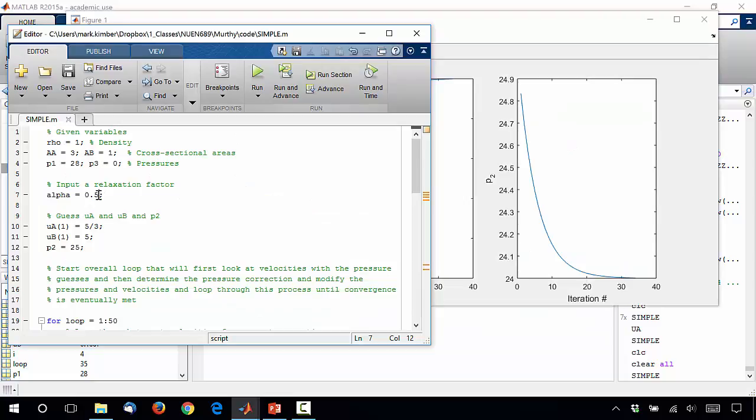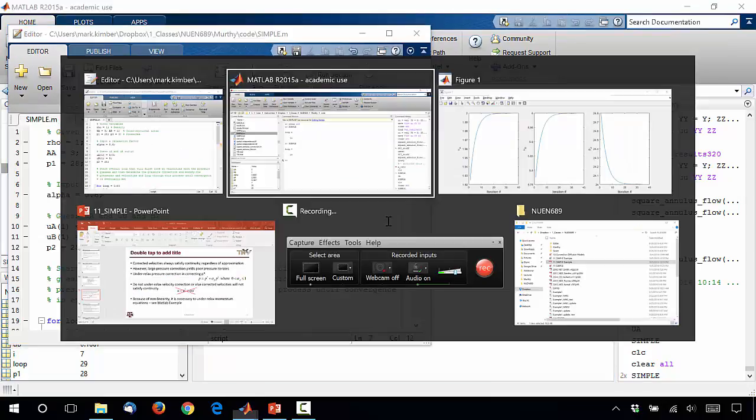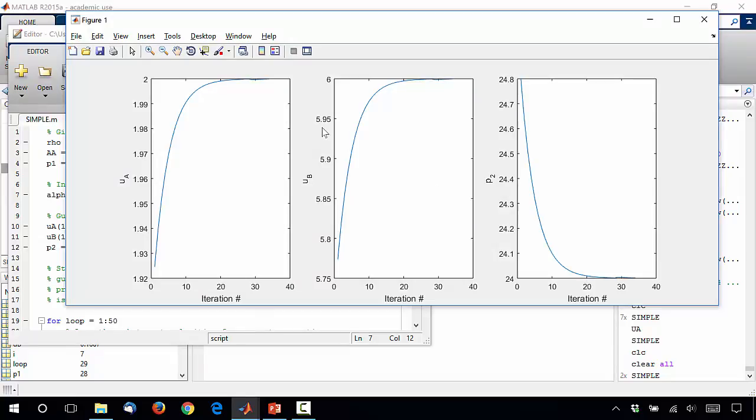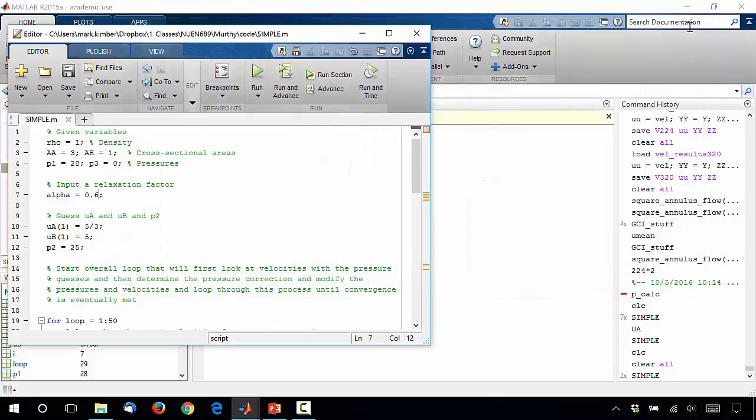And if I change this to something higher, then that number is going to change. We only went through 29 that time. And if we take a look at the plots, we still have what looks like smooth iteration, but if we zoom in a little bit, you'll see when we get close to the value, we start to see some wiggly behavior. Let me run this again at 0.5.